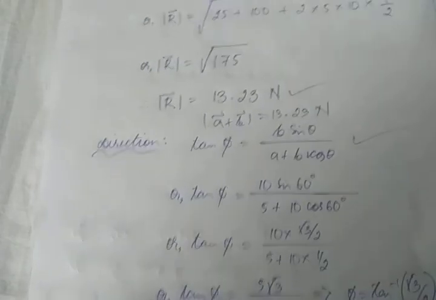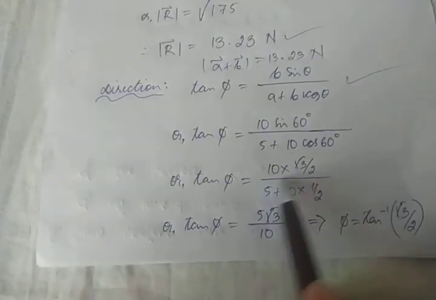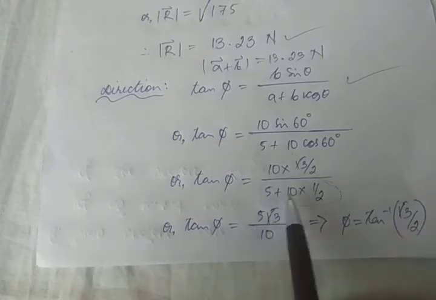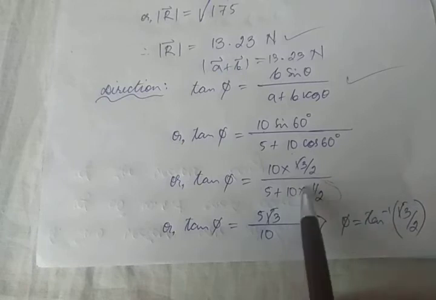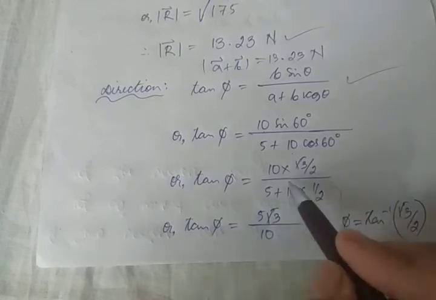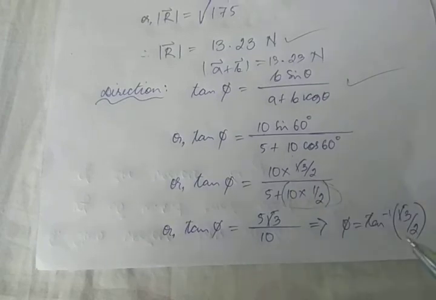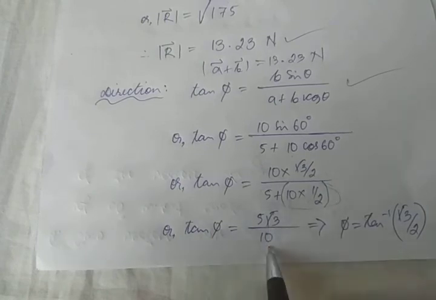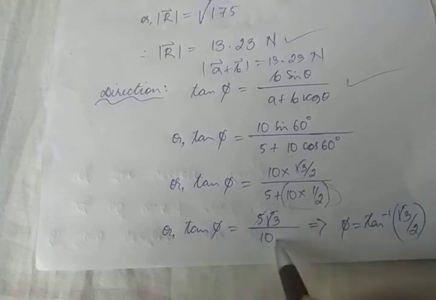And be careful over here. This does not mean that you first add 10 plus 5, 15, and then do 15 into half, of course. First of all, you have to simplify this. Don't forget BODMAS. So after simplifying, tan phi is 5 root 3 divided by 10. 5 and 10 divide each other.